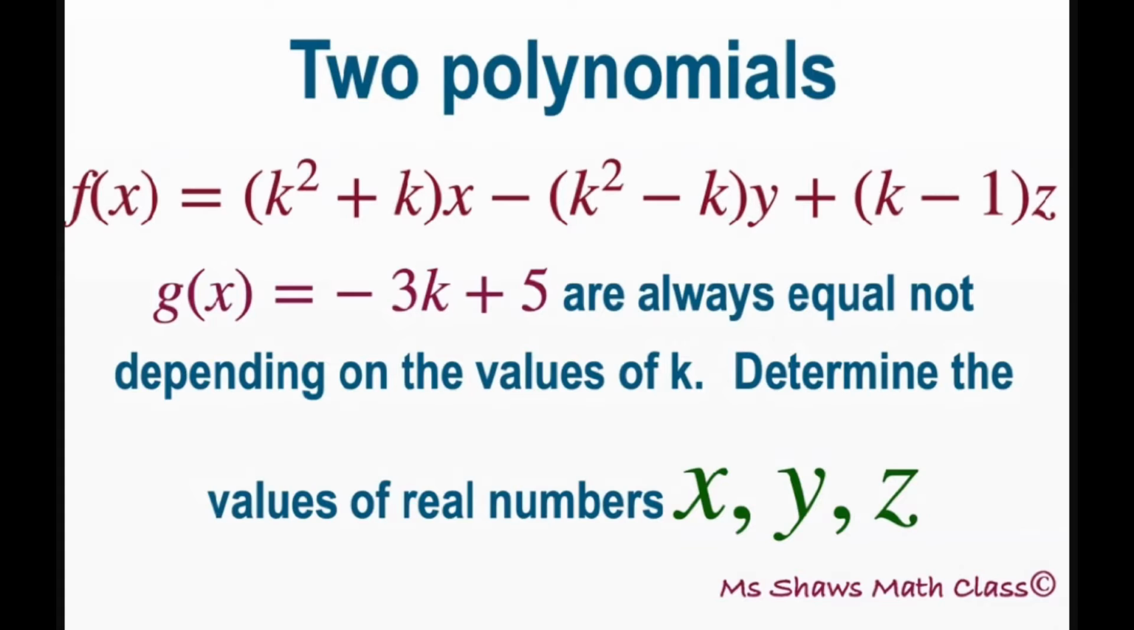We have two polynomials, f of x and g of x, that are always equal, regardless of the values of k. We're going to determine the real numbers x, y, and z. Since they're equal, we set them equal to each other: f of x equals g of x.